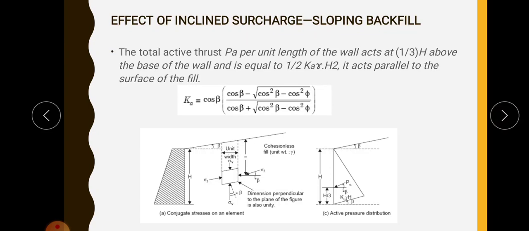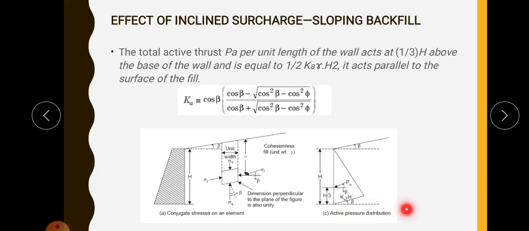Next, the last case is the effect of inclined surcharge, that is, when the backfill soil has a sloping surface. So this is the figure. Consider a backfill soil having properties C equal to 0, that is, we are taking the case of cohesionless soil, and angle of shearing resistance phi. The backfill is rising at an angle of beta. So this is the inclination of the backfill, and this inclination is beta with the horizontal.